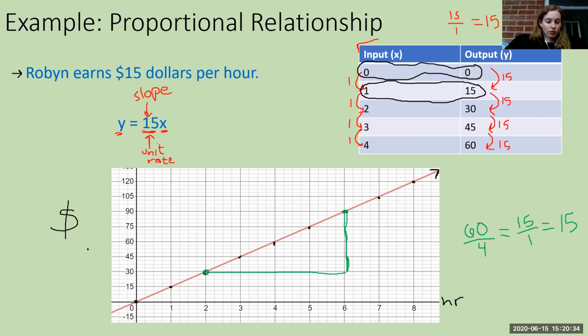Now, we could have also gotten that by just looking at the point where x is 1. So this point here, x is 1 and y is 15. So our slope, or our unit rate for this proportional relationship, is going to be $15 per hour.